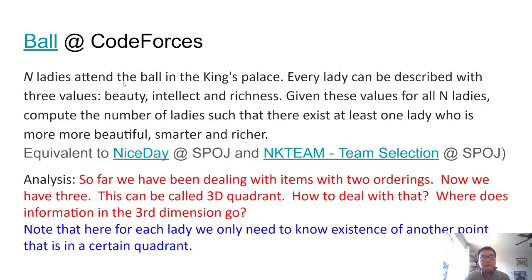So we have n ladies, and each lady has 3 properties: beauty, intellect, and richness. For each lady, we want to find out the number of ladies for whom there exists at least one lady who is more beautiful, smarter, and richer. So all 3 are better. Basically, for every lady, does there exist someone else who is better in all 3 properties, with higher values?